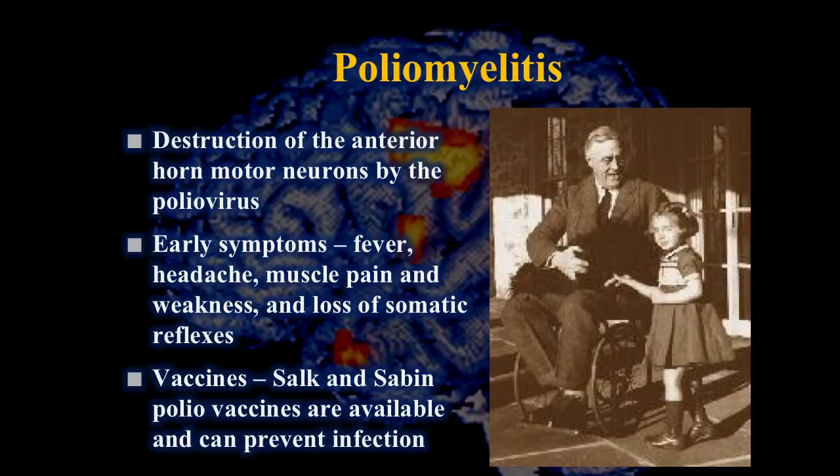So what happens in poliomyelitis? The virus specifically attacks and destroys those anterior horn motor neurons. When you do that, you get paralysis. It would start with light paralysis, like of limbs, but then eventually, so the early symptoms: fever, headache, muscle pain, weakness, and loss of somatic reflexes.